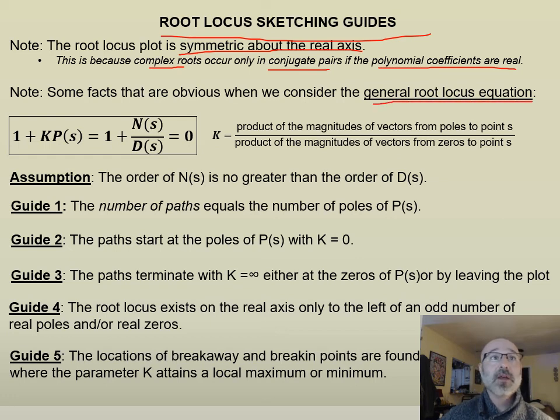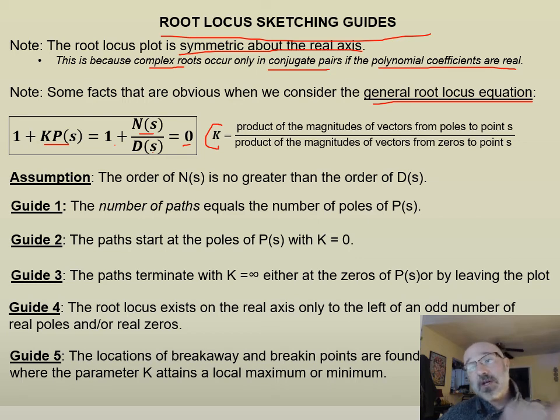We have 1 plus kP(s) is equal to 1 plus k N(s) over D(s) is equal to 0. So this is saying that our k is equal to the product of the magnitudes of the vectors from poles to point s over the product of the magnitudes of vectors from zeros to point s.